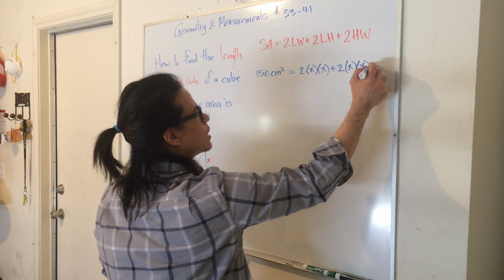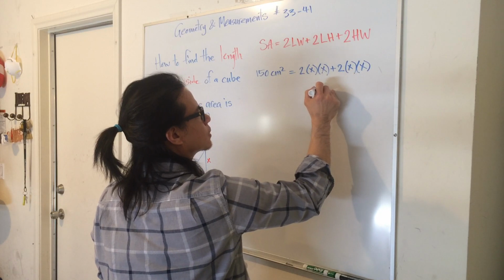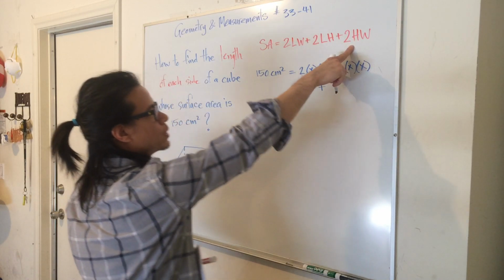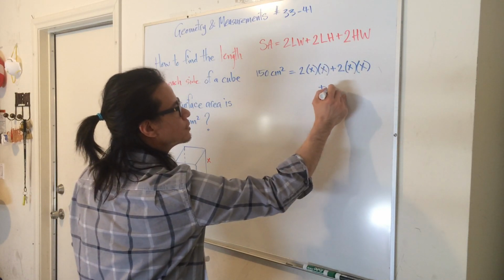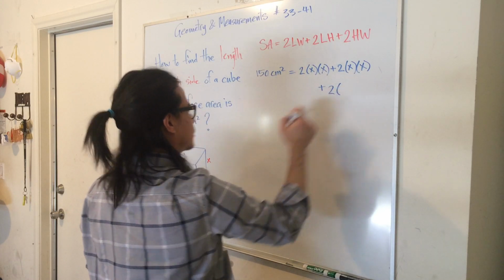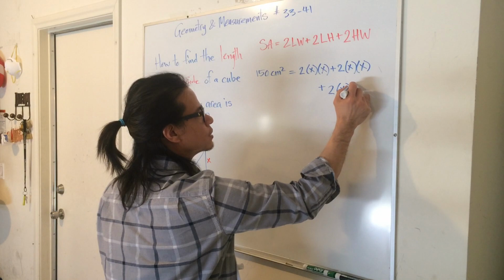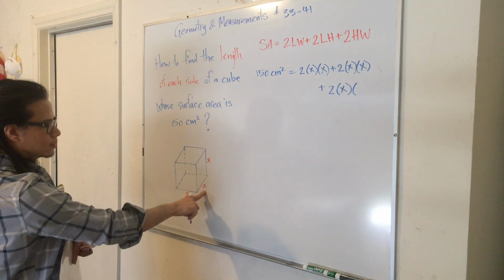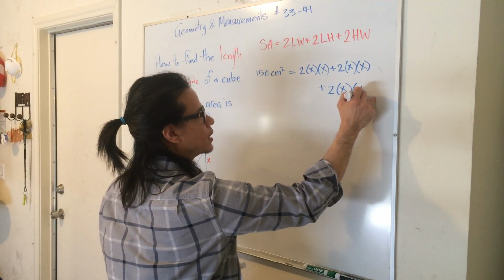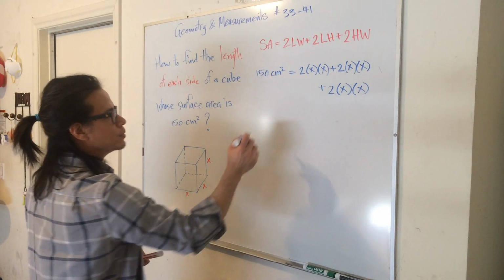Plus 2 times the height, which is x. Everything is x if you haven't noticed. Times the width, another x. Oh wow, it's a handful there.